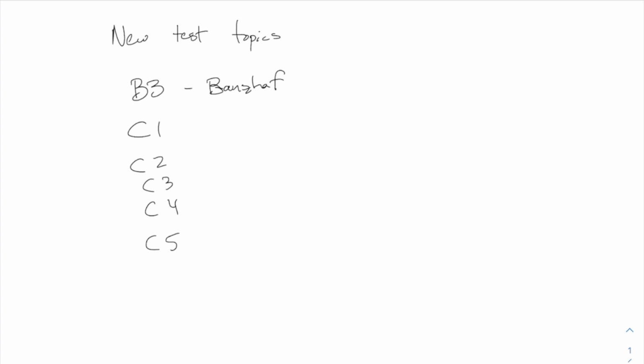The new test topics shall be the Bonshoff was the first one. B3, that's the Bonshoff. And then we had the C1, C2, C3, C4, and C5. So these are all about gerrymandering, but the C1 is determine the possible outcomes. This was on the homework last week. C2 was draw districts to achieve various outcomes.